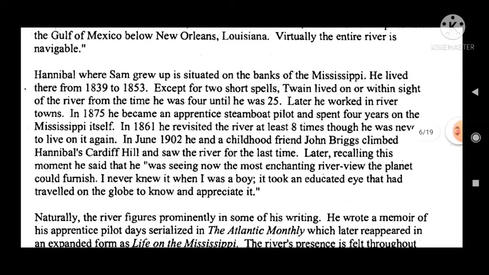Hannibal, where Sam grew up, is situated on the banks of the Mississippi. He lived there from 1839 to 1853. Except for two short spells, Twain lived on or within sight of the river from the time he was 4 until he was 25. Later he worked in the river towns. In 1857 he became an apprentice steamboat pilot and spent 4 years on the Mississippi itself. In 1861 he revisited the river at least 8 times, though he was never to live on it again.